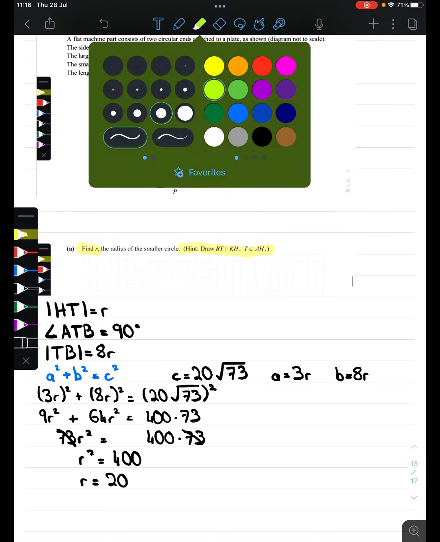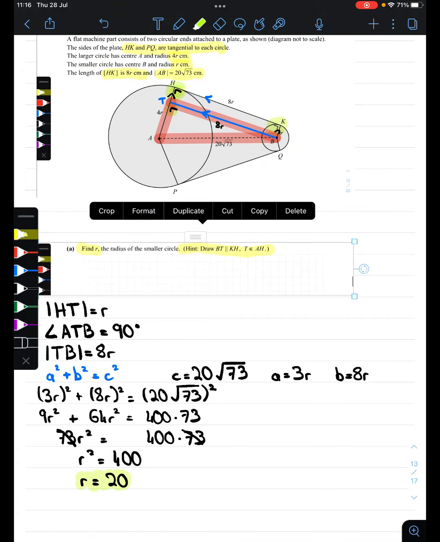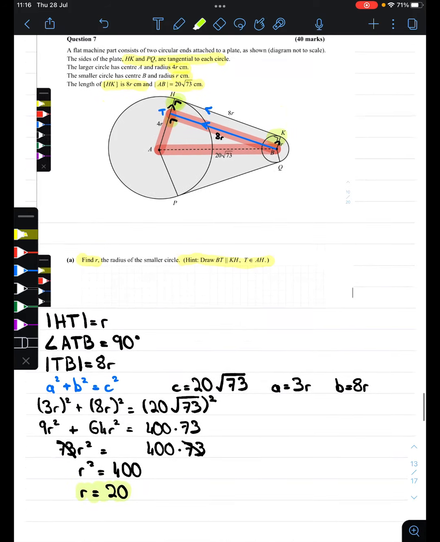All right, so not too bad. Very nice with the hint that they gave us. And then just to see what you can figure out. Can you figure out any angles? Can you figure out any lengths? And then it just makes it nice and easy.